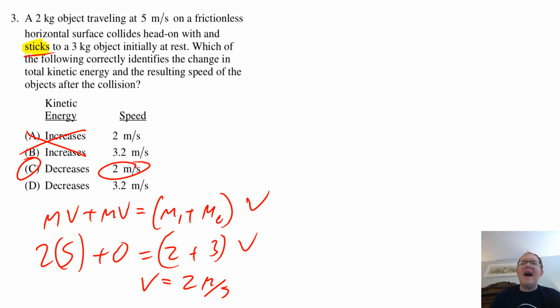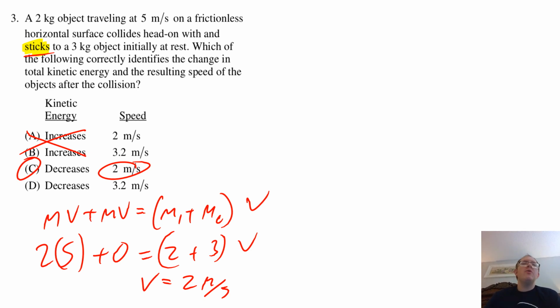It's an inelastic collision. Inelastic collisions lose energy. So I already knew the answer was C or D, but I had to find the velocity also. So I wrote out a conservation of momentum, and after I plugged into it, I realized it was very solvable, and so I can see that the answer was 2, and that it's C.